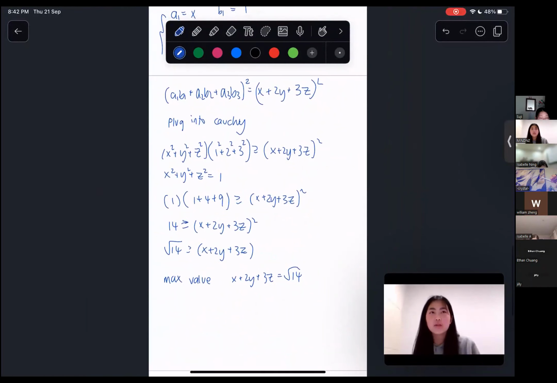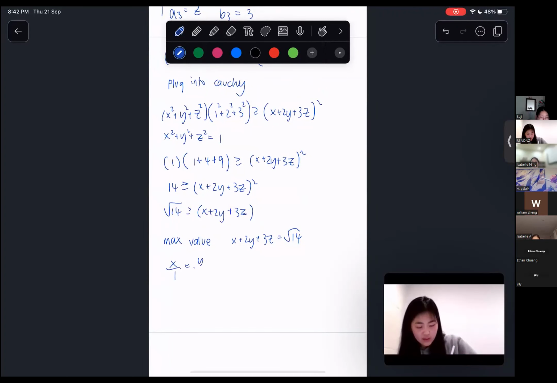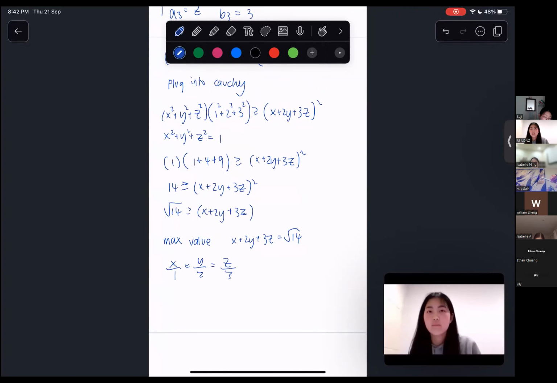Okay. I also want to ask: when does equality occur? When can we actually achieve it to be square root 14? Okay. Well, it's basically when the ratios are all the same, right? Yeah. So that would require x over 1 to be equal to y over 2 and equal to z over 3. Yep. And then that would just give us what we need. And yeah, you can work out x, y, z, but okay, I think we can leave that.